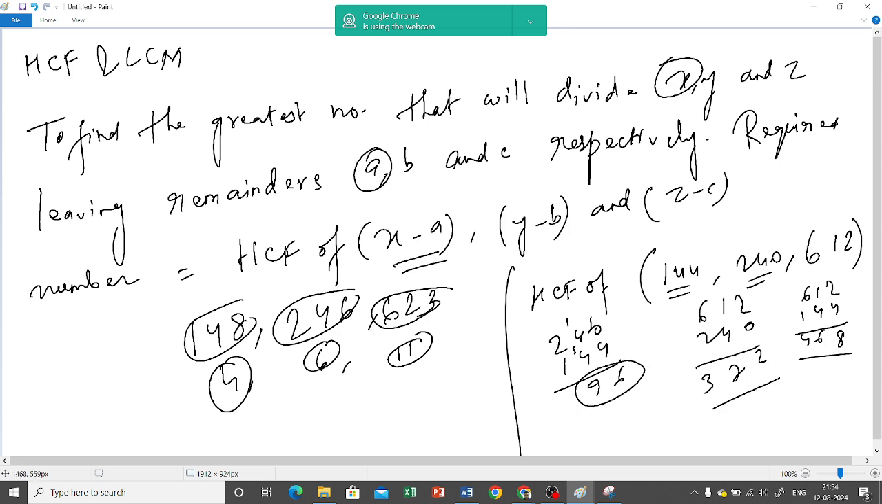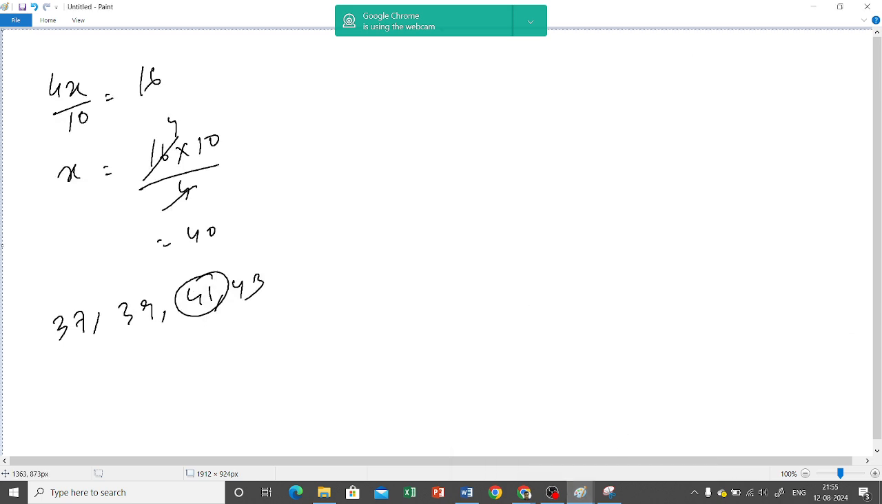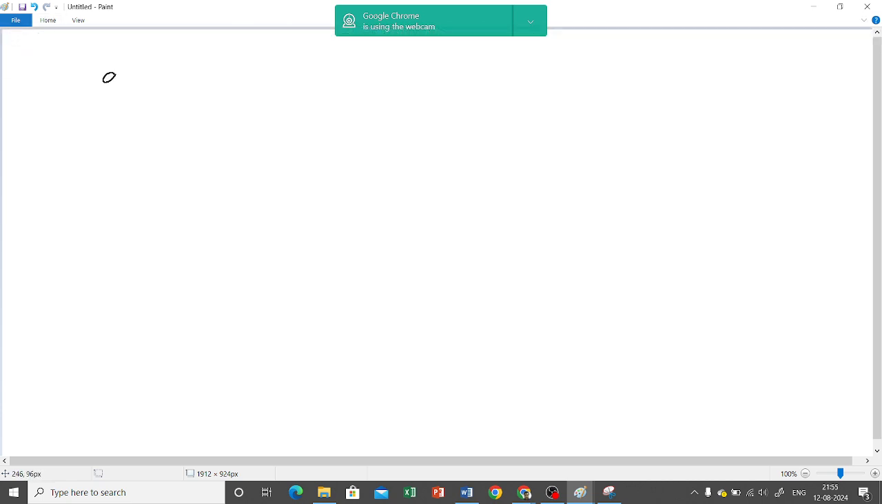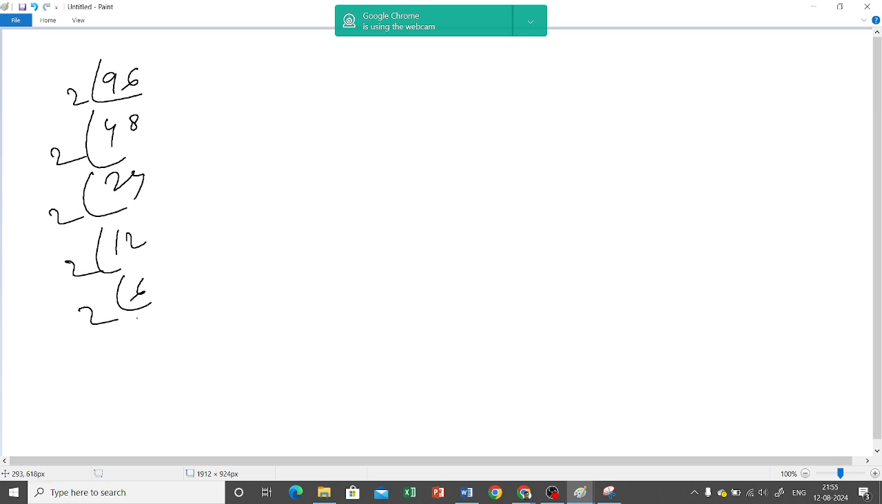So either 96 will divide 144, 240 and 612, or any of its factors will divide them. Does 96 divide this? No, 96 doesn't. So any factor of 96 will do. What are the factors I'm getting? 1, 2, 3, 4. So let me take the highest factor, 48.